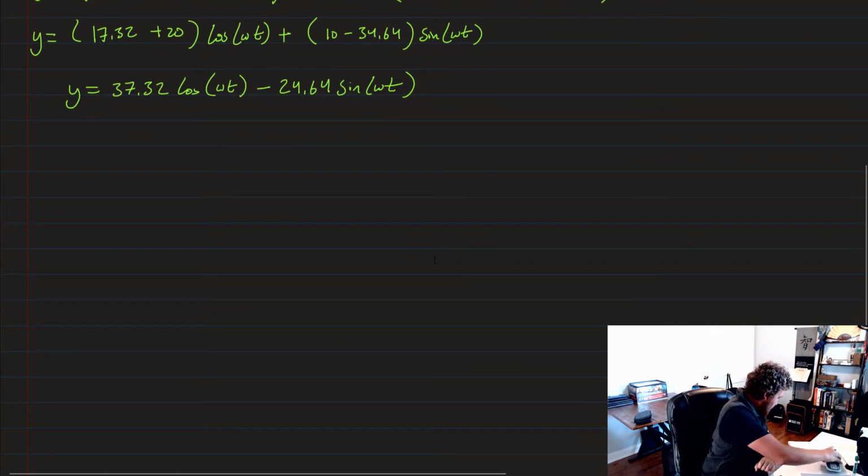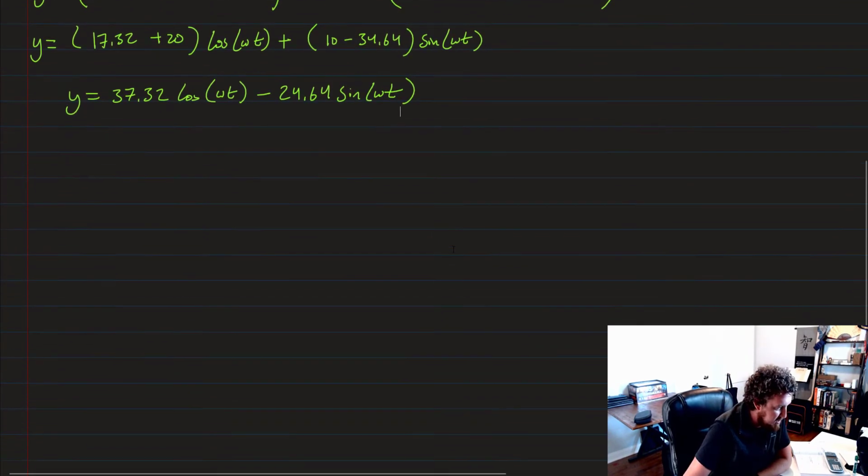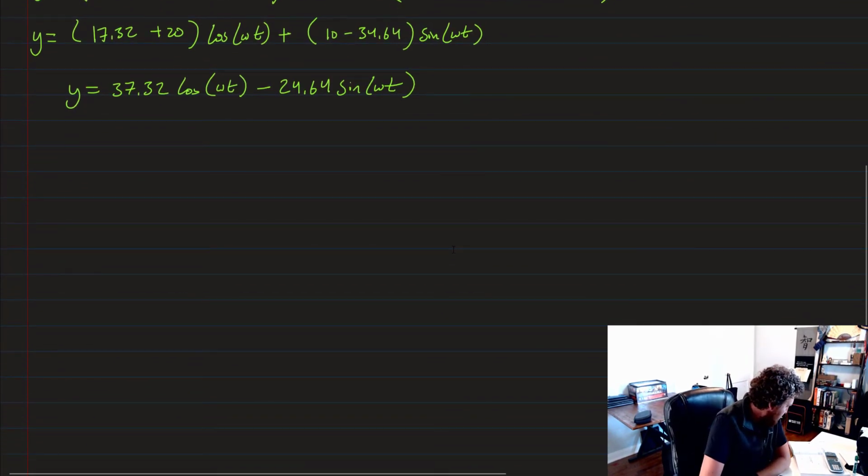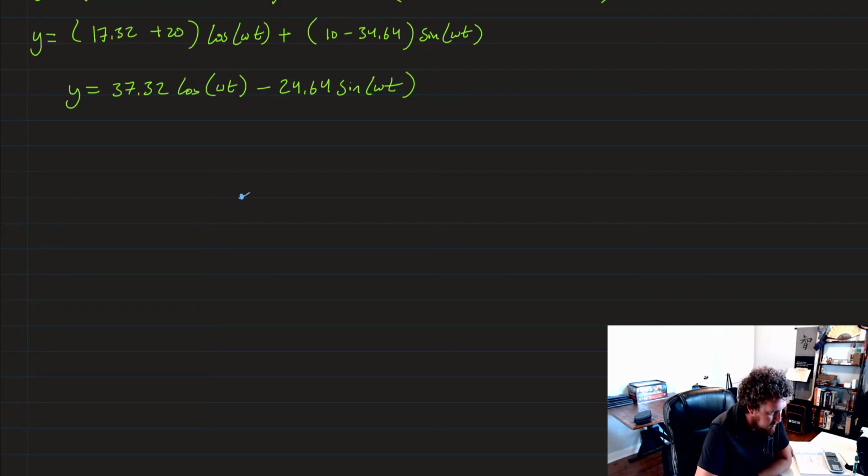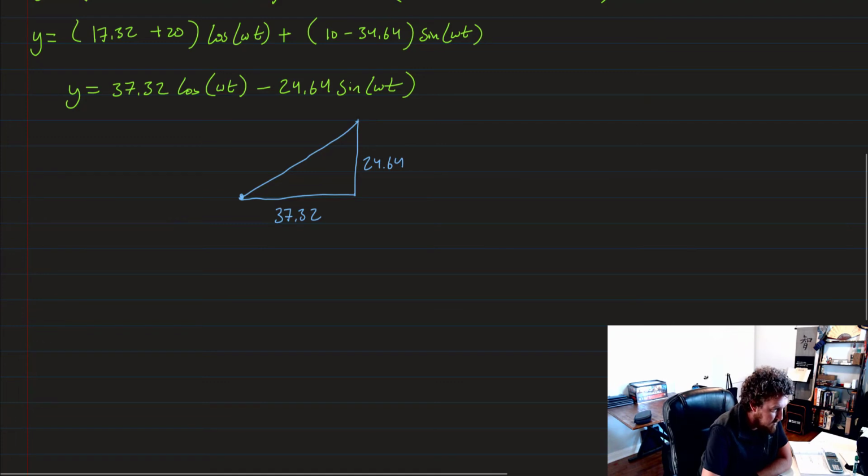Now, when we want to work with these, we want to combine them into a single function. So what's going to happen is we're going to put them into a triangle. And on the horizontally adjacent component here, we'll put 37.32, and over here we'll put 24.64. Since we're only interested in calculating the length of this hypotenuse, it doesn't really matter. So, let's go ahead and make these calculations.